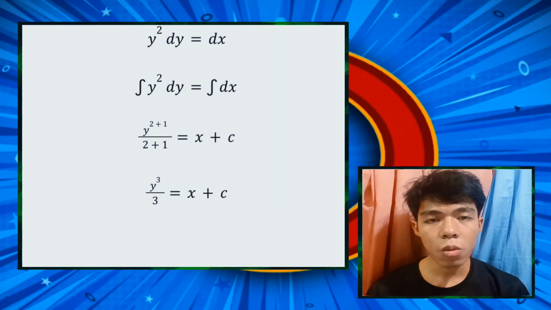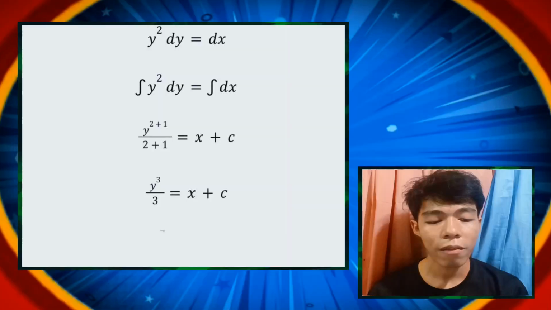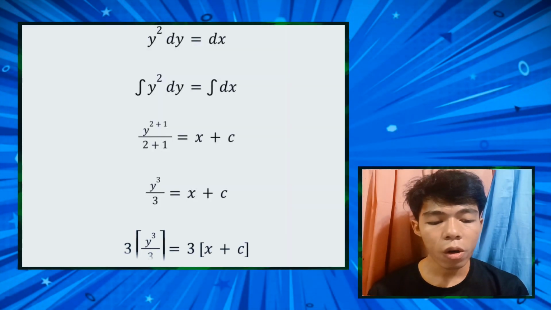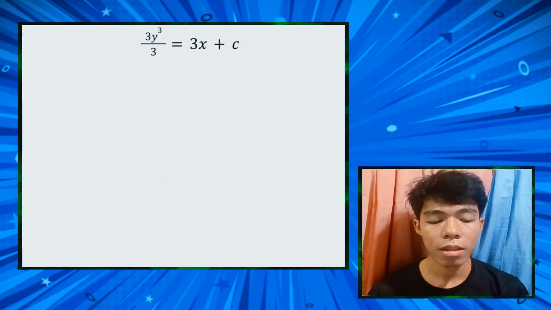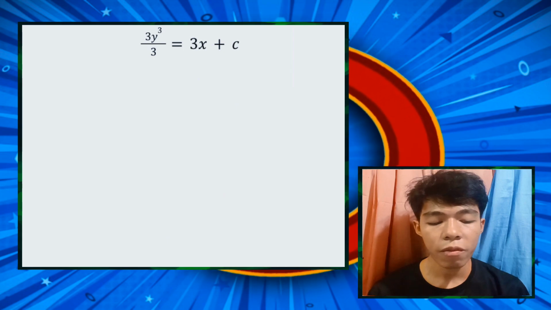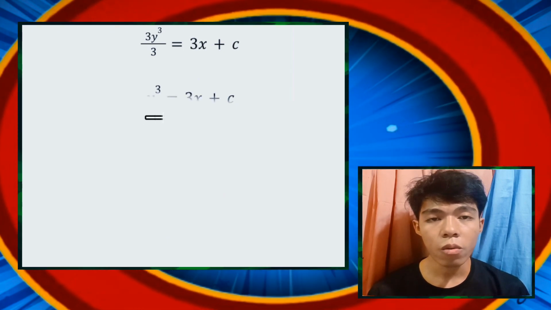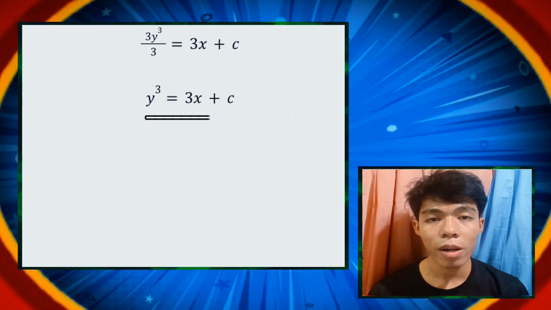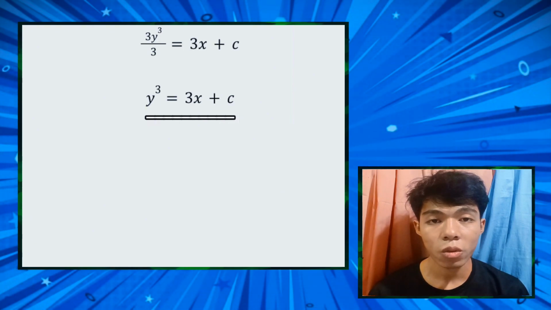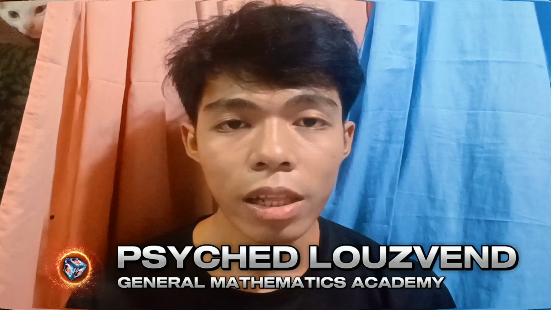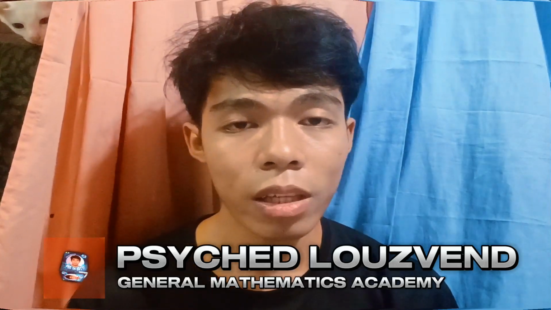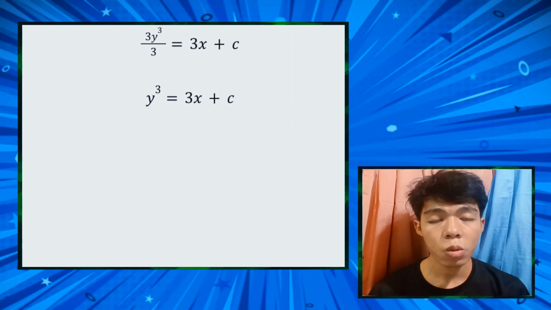So here, since we are solving for y, which is the general solution to a first order separable differential equation, we are going to multiply both sides of the equation by the multiplicative inverse of 1 over 3, which is 3. So upon doing simple simplification, we will have 3y cubed all over 3 is equal to 3x and the positive arbitrary constant. So when we divide the 3 by itself on the left hand side of the equation, that will give us 1. So the remaining is y cubed.